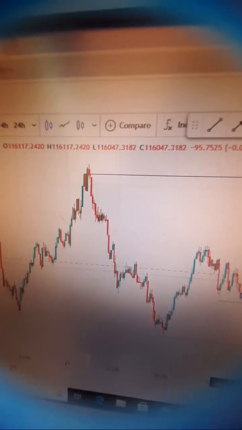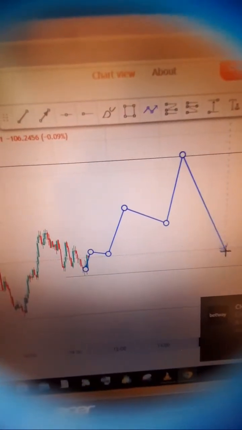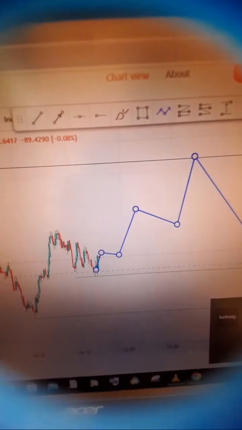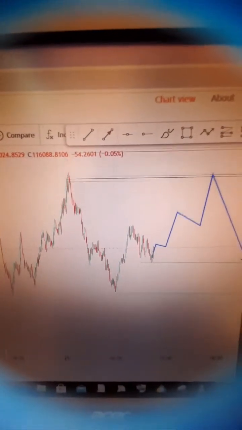We wait to see the market comes like this, and then comes like that, and then taps here exactly, and then we bring the market downwards. This is what we are waiting to see. Are you getting the point?